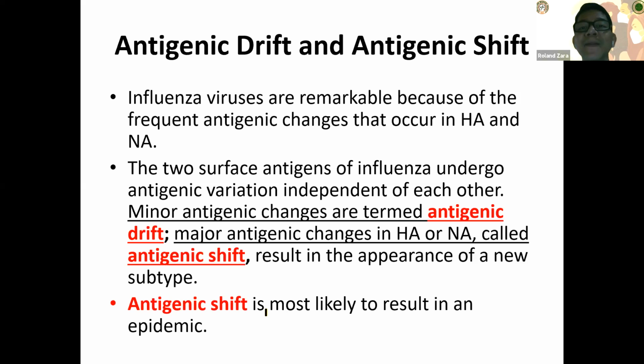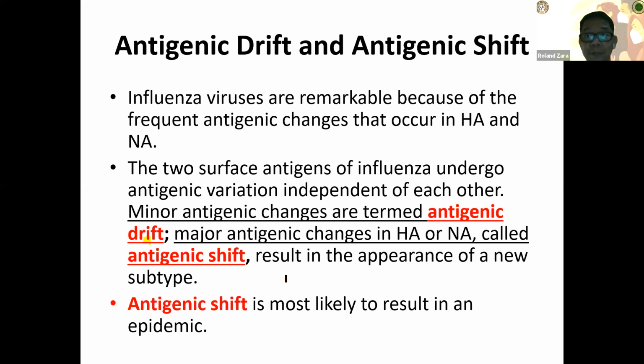We have what we call the antigenic drift and the antigenic shift. Now, in terms of drift, these are usually minor changes. Minor changes in the drift undergo what we call point mutation, so the gene changes. So there is usually minor antigenic change.